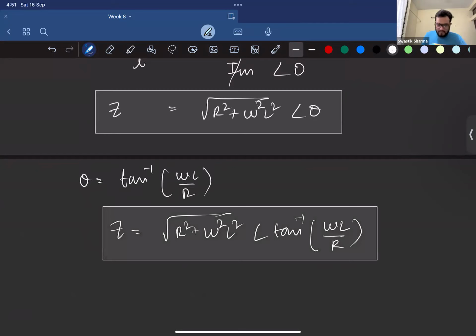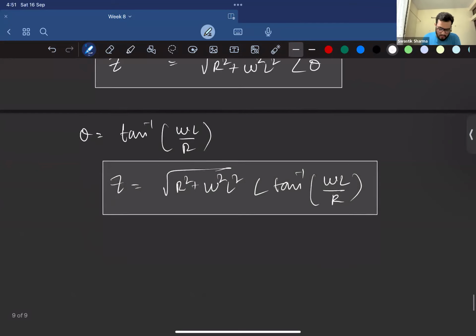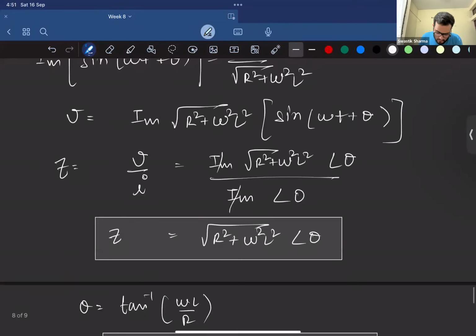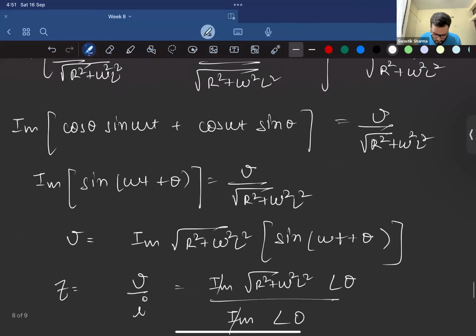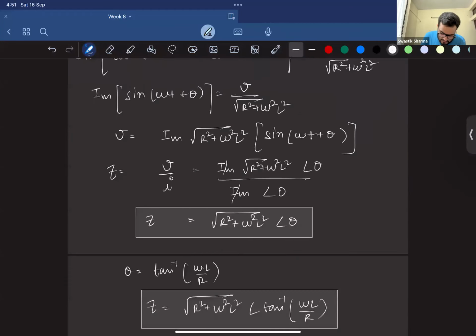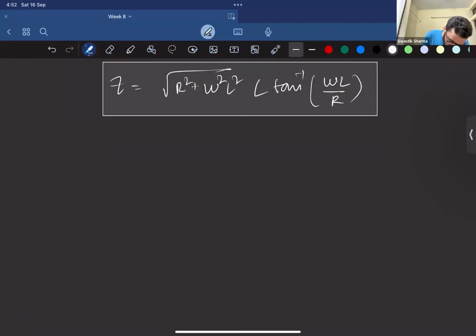So that's how you represent a phasor, an impedance in an RL circuit. Now let's draw the phasor diagram. This is going to be interesting.